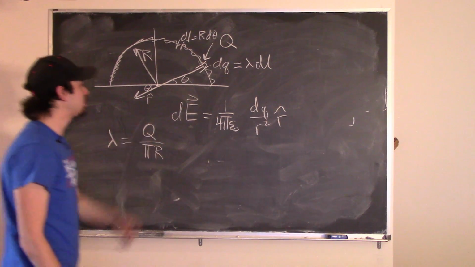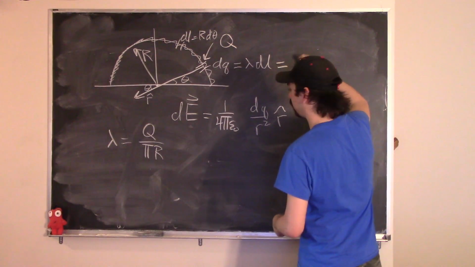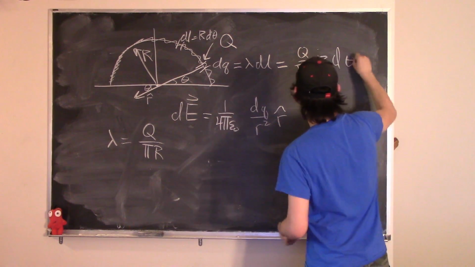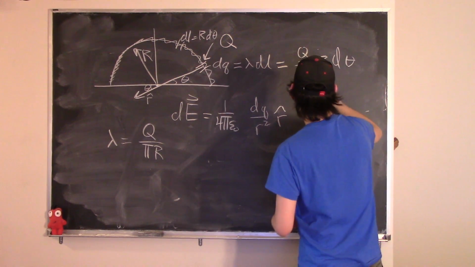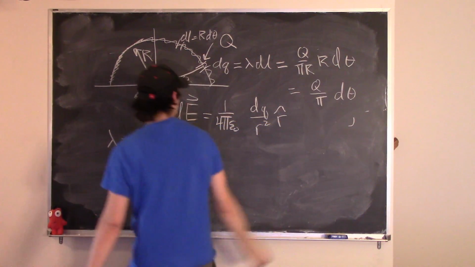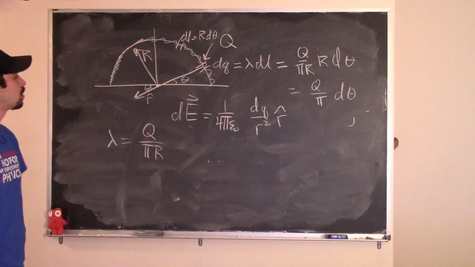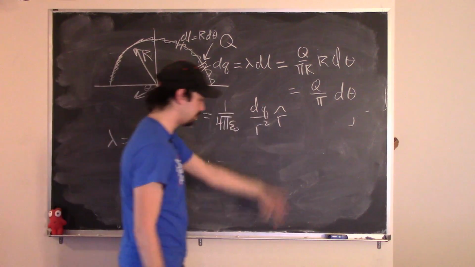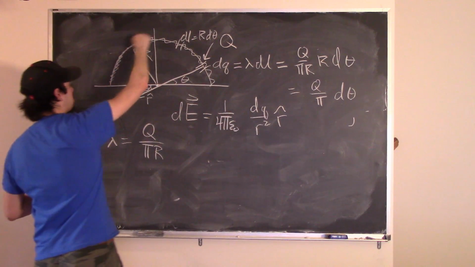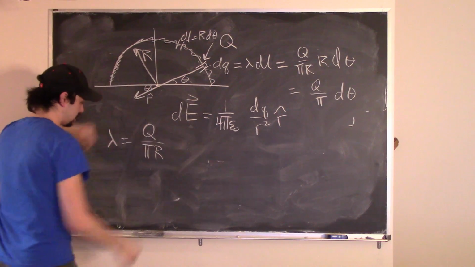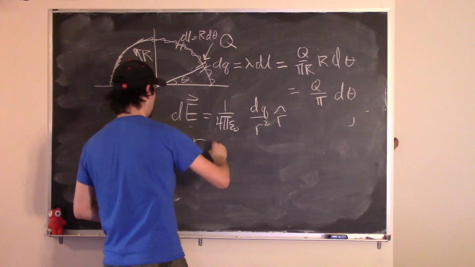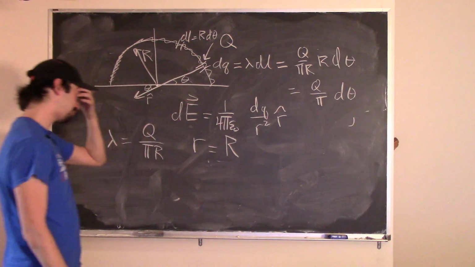So now we can say that dq is going to be equal to q divided by pi r times r d theta, or q divided by pi times d theta. Okay, so that gets us our dq. Now let's look at r. Well, for these problems, r is probably the easiest thing here. For every point along this arc of the circle, the distance to the origin is the same. That's what defines a circle, right? So that says that r is actually just capital R.